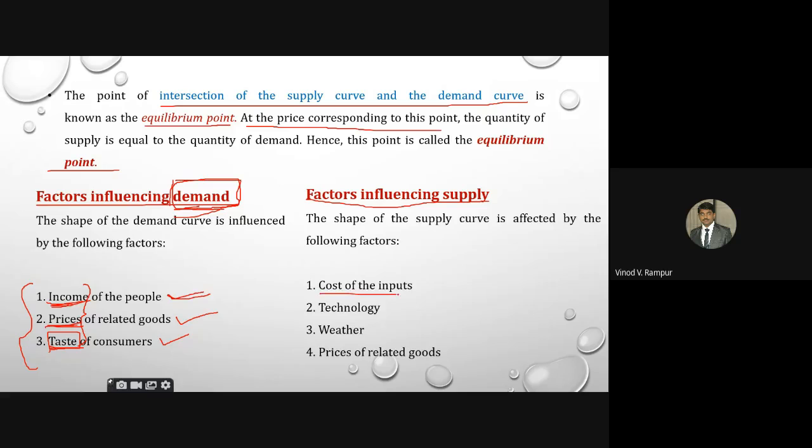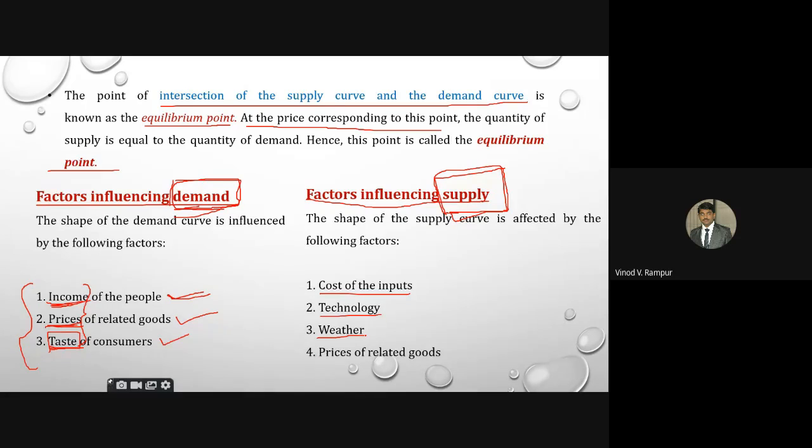The first one is the cost of the input. How much are we going to invest in that particular product? Second is the technology. Nowadays we are going to use automation in our organization, so definitely we can fulfill whatever the supply and demand for that particular product in the market.